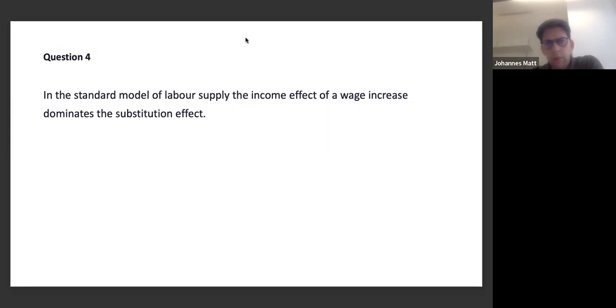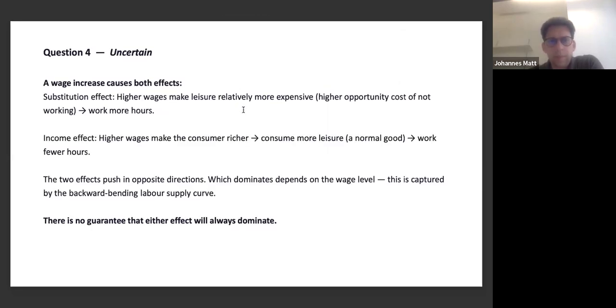If you're approaching this question, as in previous questions, I think it's a good way to start with defining income and substitution effects here, and then applying it to the case of labor supply at hand. So here's an example answer of how we could approach this.